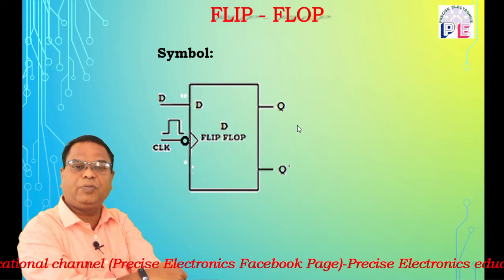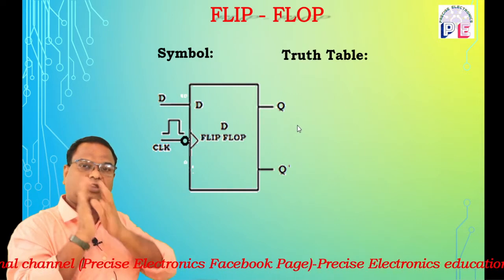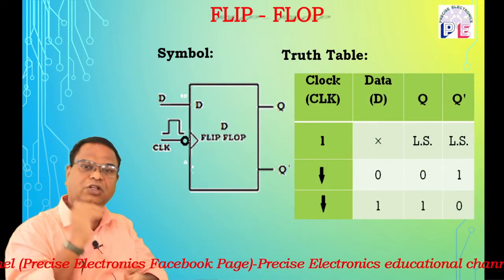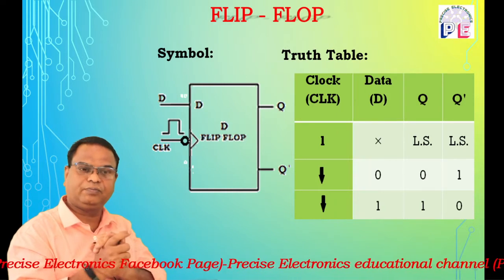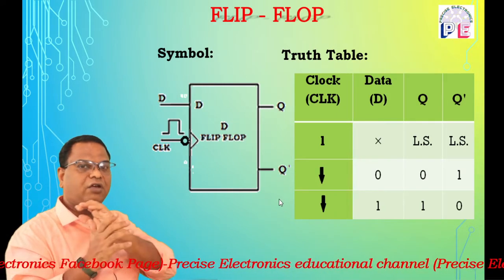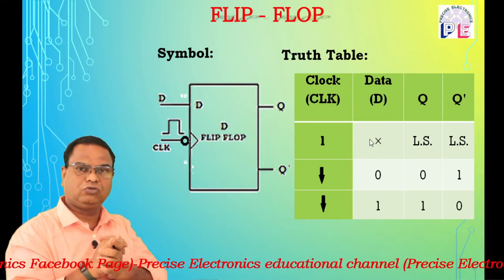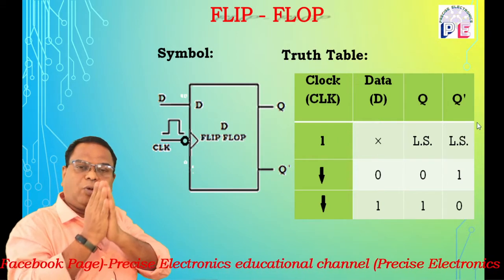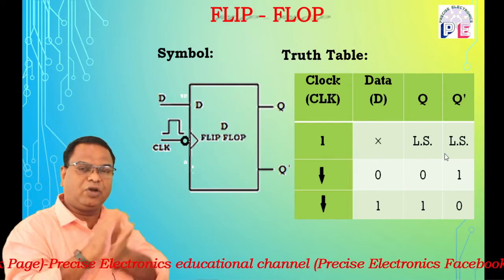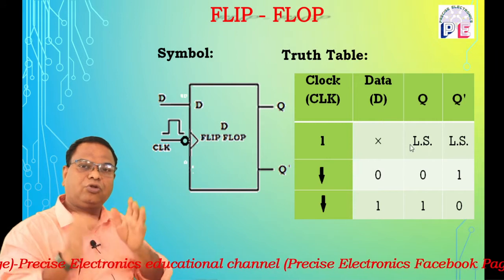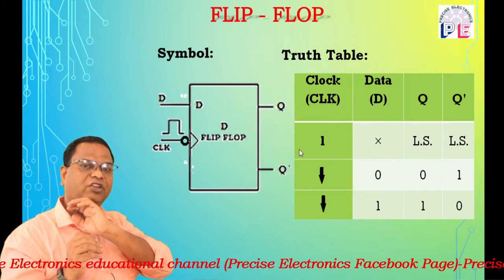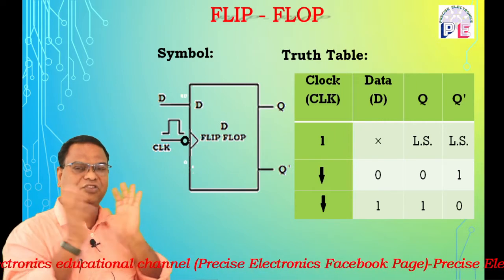Now the truth table of the negative edge triggered D flip-flop. There are two inputs, the clock input and the data input, and two outputs, Q and Q complement. When the clock input is high, the flip-flop is in don't care mode. The output of the flip-flop remains in the last state because the flip-flop is in disable mode. So whatever the data input, the flip-flop remains in the last state. That means when the clock input is high, the flip-flop is in disable mode and the output remains in the last state.